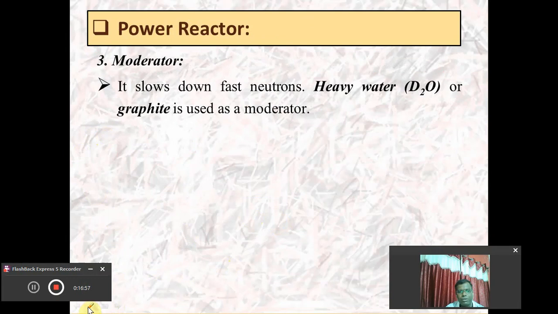You know very well moderators. These are the materials which are responsible for converting fast neutrons into slow neutrons. In the power reactor, particularly heavy water, meaning deuterated water, or graphite is used as a moderator, which is responsible for slowing down fast neutrons.